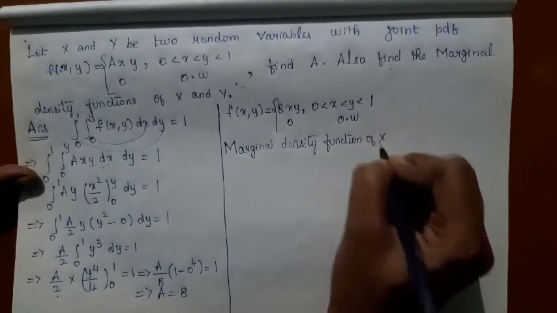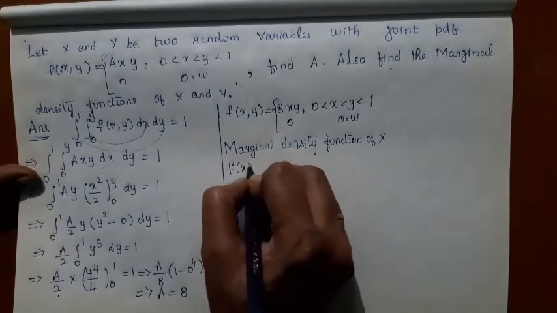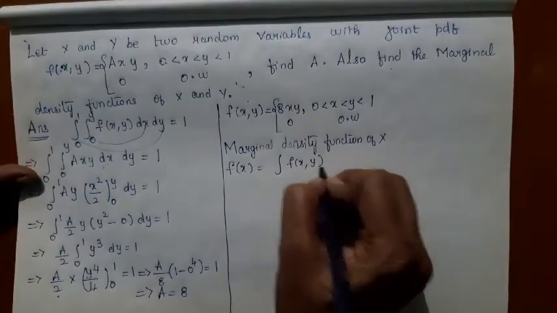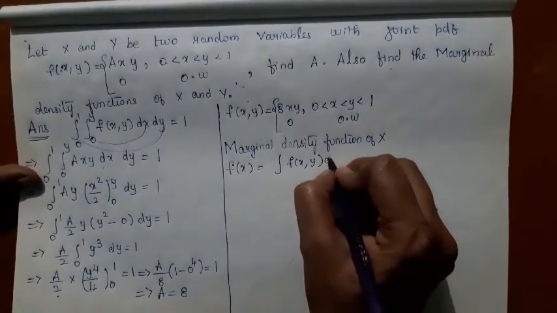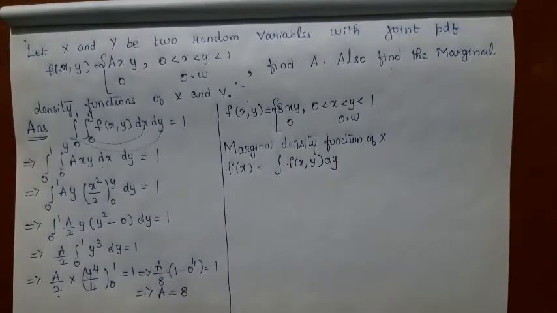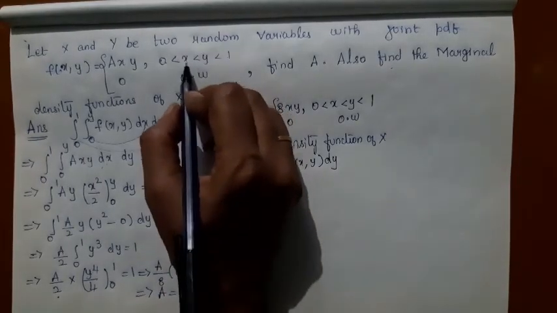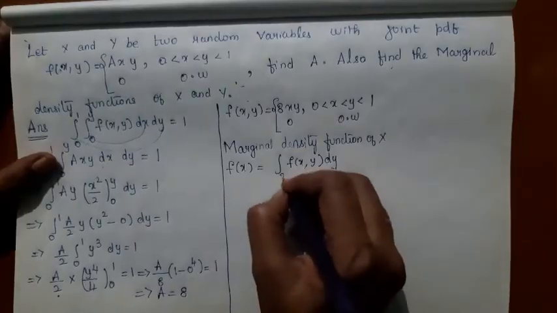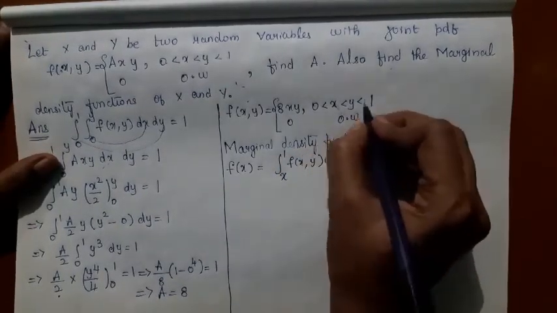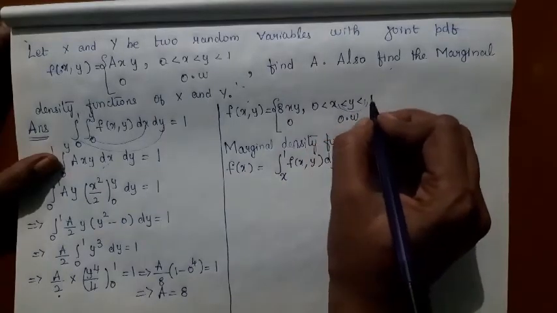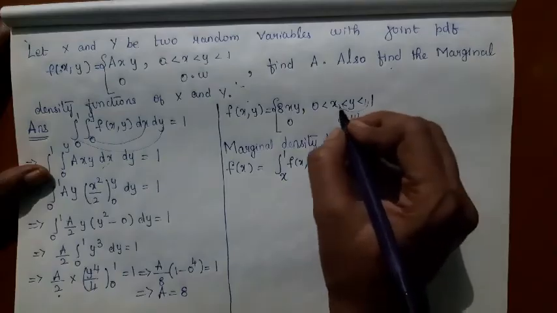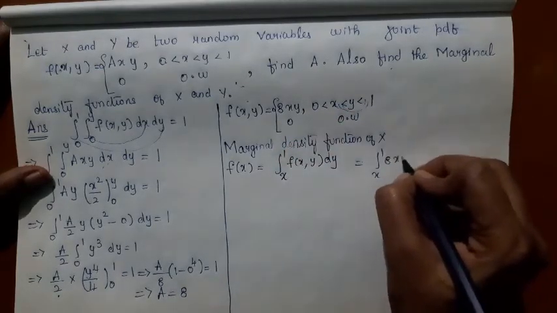of x, right? See, from the joint density function to get the marginal density function, you should integrate the joint density function with respect to y for getting x. Y should go away. And for y, the limit is from x to 1. You should write the limit in terms of x. That is important. 8xy dy.